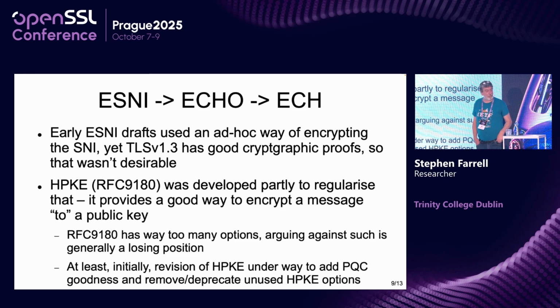So I said it started out simple, more or less did. We had this encrypted SNI extension, and there was a transitional phase where it was called Echo, and then it was called ECH. And essentially what happened was that the early ESNI drafts used an ad hoc way of doing the encryption. And they also used the DNS text resource record for the public key. And both of those things were considered bad.